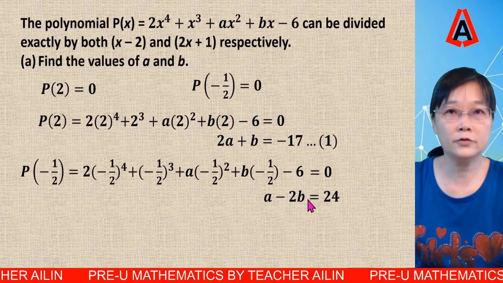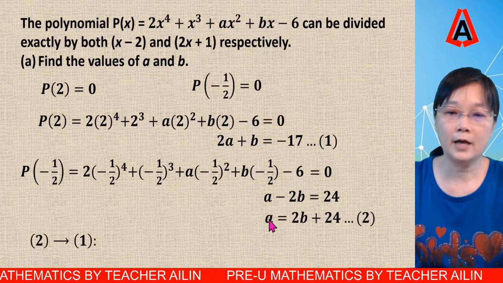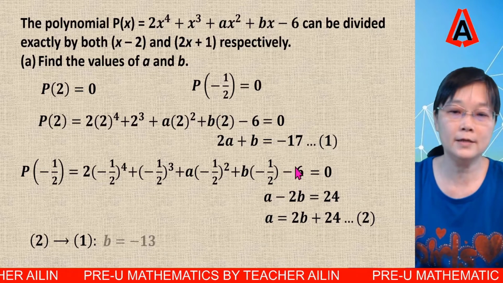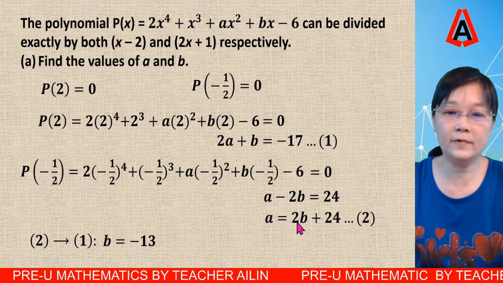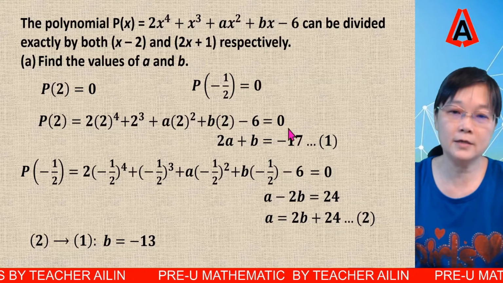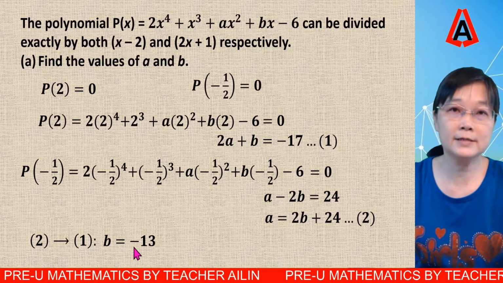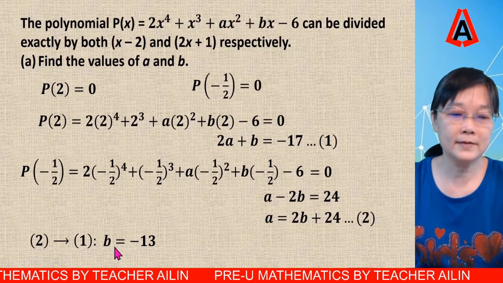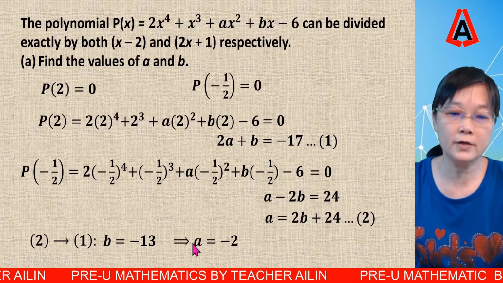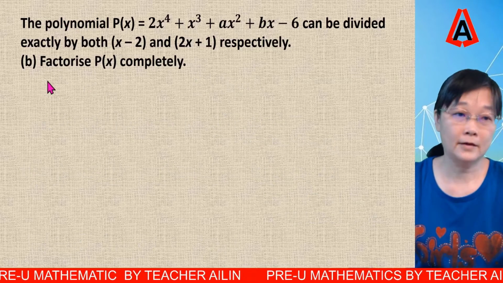So now I'm going to do simultaneous equations. For this linear equation, I'm going to substitute into equation 1. That is, I substitute a with 2b plus 24. So when I substitute a into the first equation and simplify, I get b equals negative 13. So when I substitute the value of b back into equation 2, then I get the value of a is negative 2.